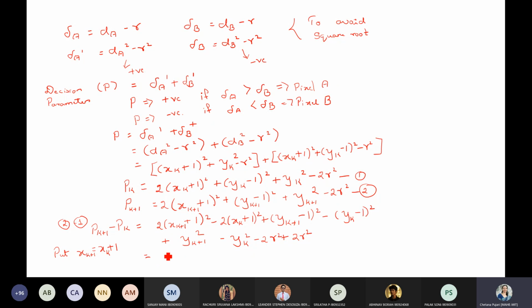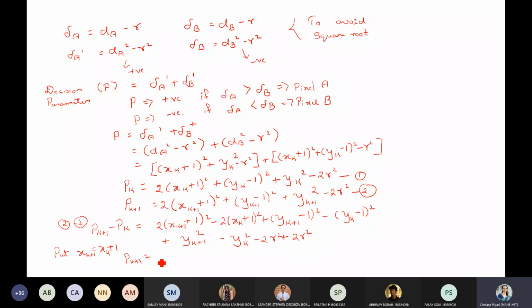Okay, so just rewrite the equation and put xk plus 1 as xk plus 1. So can I just write a simplified term directly? You can do the simplification from your end. I'll just directly write the final answer.